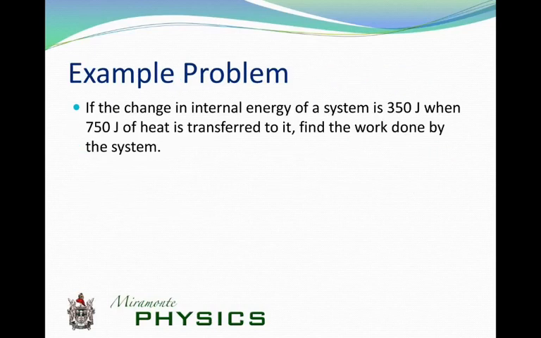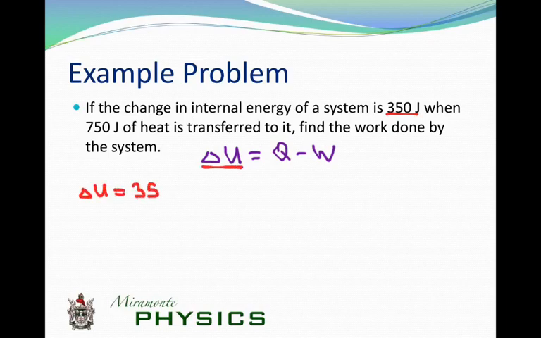So let's try an example problem. If the change in internal energy of a system is 350 joules when 750 joules of heat is transferred to it, find the work done by the system. Okay, well, first law of thermodynamics says that delta U equals Q minus W. We're given that we have 350 joules change in internal energy, so we'd say delta U is equal to 350 joules. It's positive. 750 joules of heat is transferred to it.